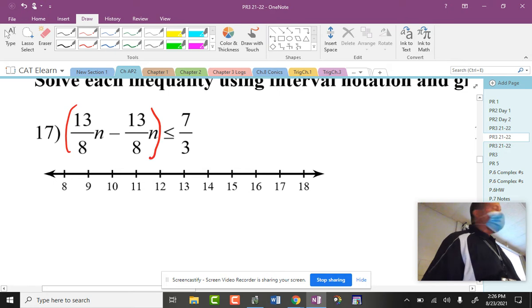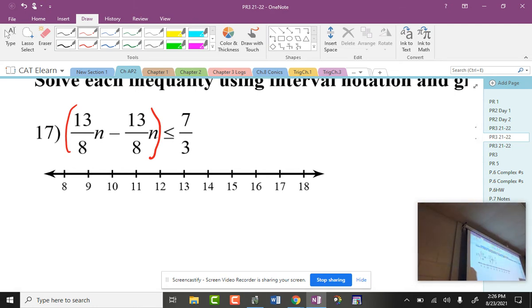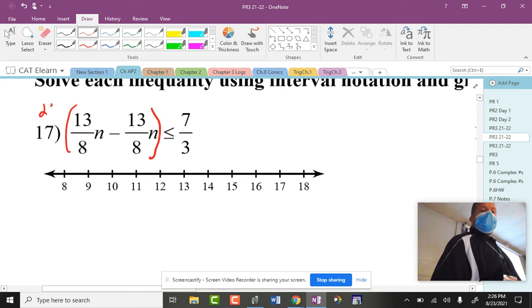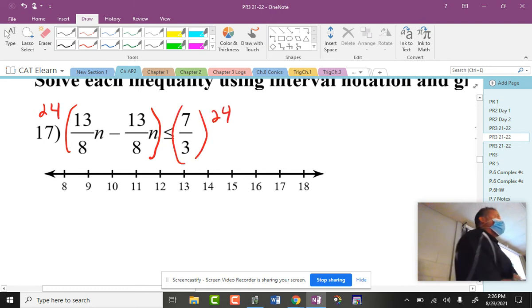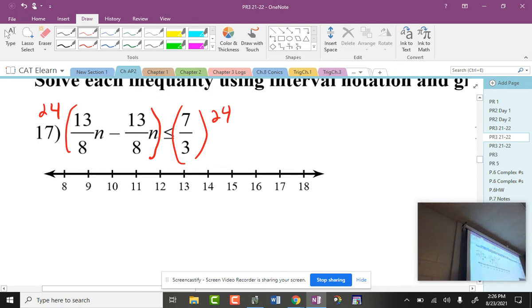What's 3 times 8? 24. Okay, now we're going to multiply both sides by 24. I just want to have an idea about how to deal with fractions. Actually, this was an accident. I really wanted this one to work out, but it doesn't.